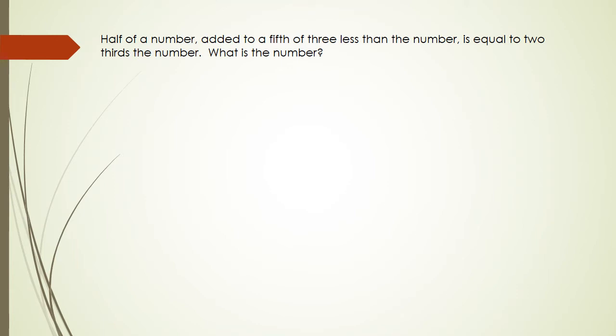So I'm assuming you've actually had a chance to have a crack at this question, but here's how I'd go about solving this question. So first off, we have half a number added to a fifth of 3 less than a number is equal to 2/3 the number. So the first thing I'm going to say is that let x be the unknown number. It's always a good way to start with this.